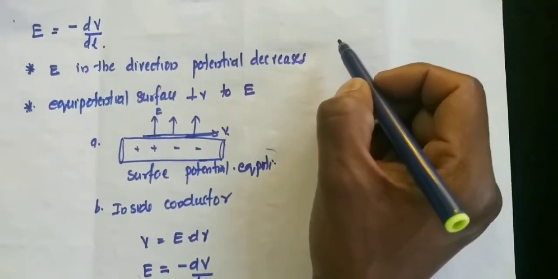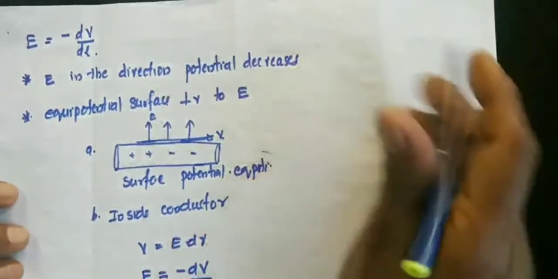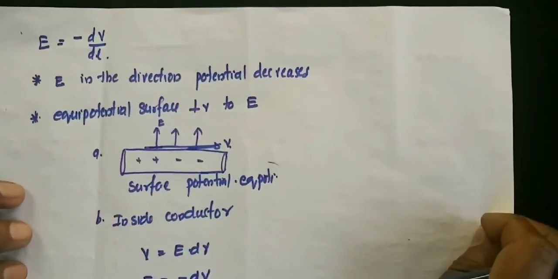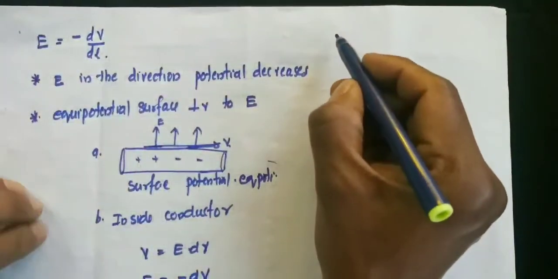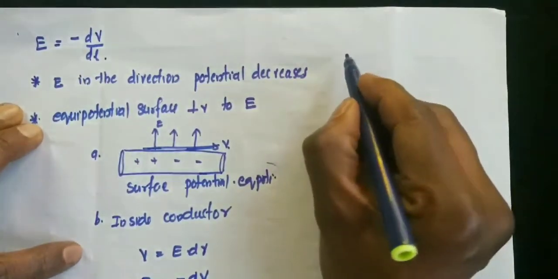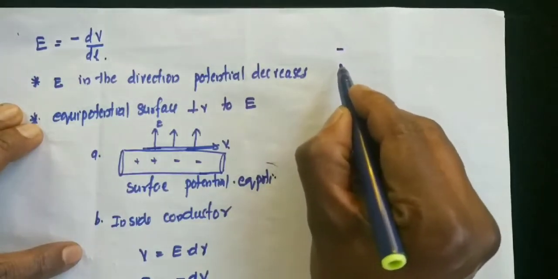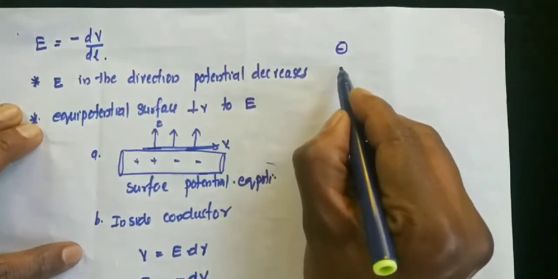From the above equation, one more thing we can say, that is the vanishing of electric field inside the conductor, that is, potential is a constant. That is what we call electrostatic shielding. We will study about electrostatic shielding in later cases.